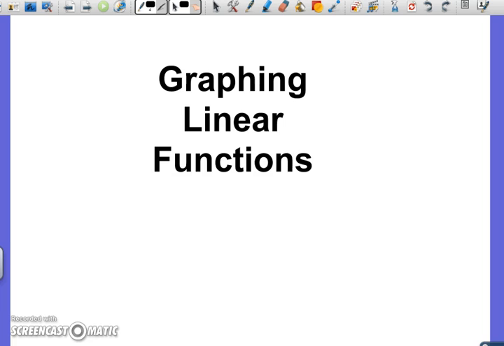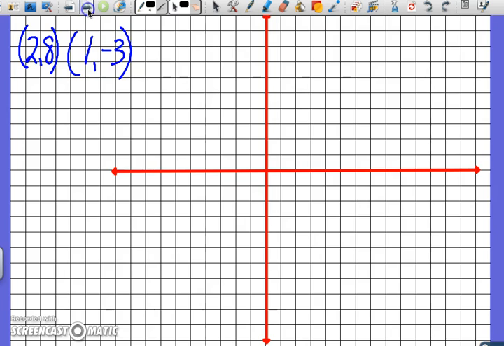We know linear functions all graph as a line, so it's going to be a straight line, but there are four different ways it can be presented to us to graph. We're going to look at each one of those four and make sure you can remember how to do it and that you're fluent in it, because we'll be using it over the next couple of weeks as we start talking about linear systems.